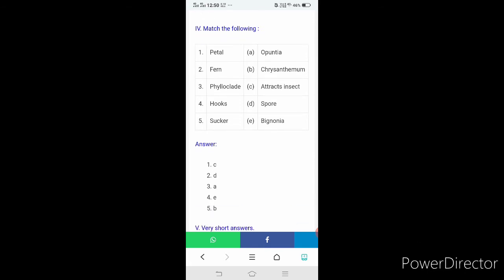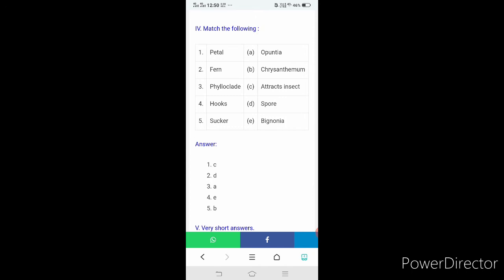Match the following. First one, petal. So petal, what is the function of petal? It will attract insect. Petal attracts insect. Second one, fern, spore. Third one, phylloclade, opuntia. Phylloclade example, opuntia. Fourth one, hooks, bignonia. Hooks will be present in bignonia plant. Then fifth one, sucker. Sucker means chrysanthemum.